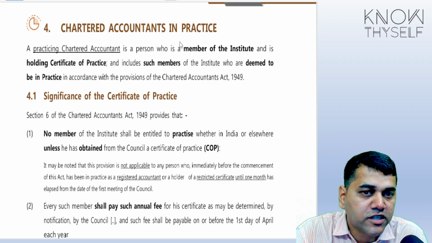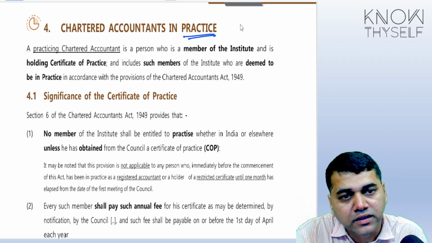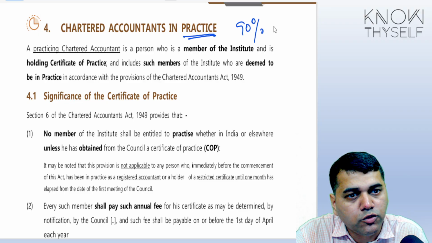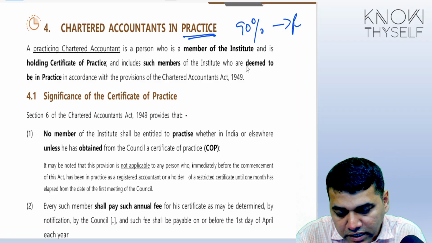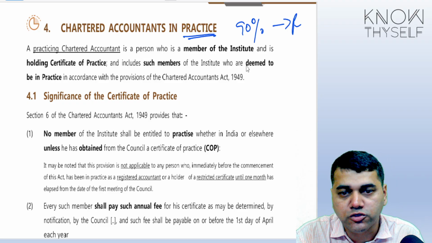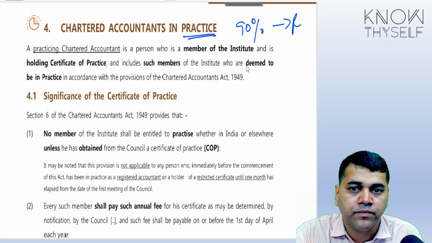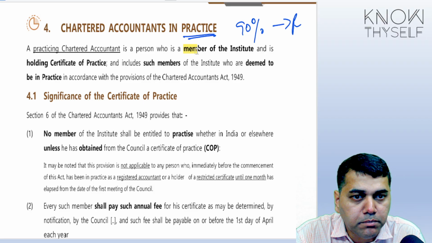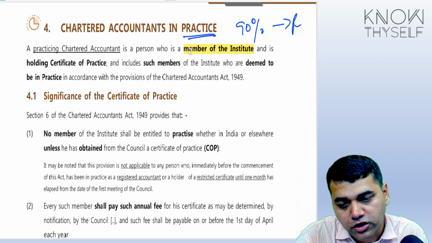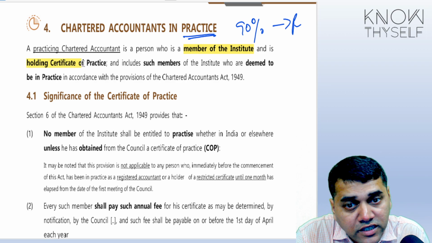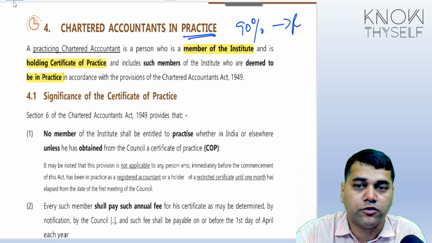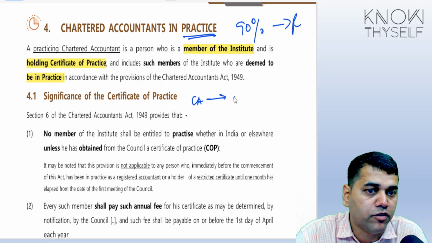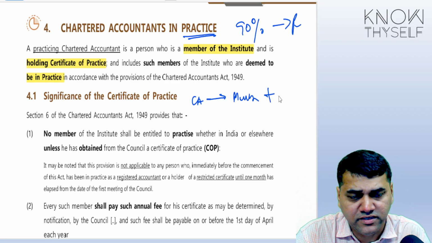Now let us talk about the practicing CA, because previously 90% of the CAs were going into practice. Today 90% will go into industry. Okay, so now let us understand what a practicing CA should do. What is certificate of practice? A practicing chartered accountant is a member of the institute because it is an offense if you are not a member and holding certificate of practice. You will be deemed to be in practice. Okay, so first thing, once you clear CA final, you will apply for membership. Plus, if you want to be into practice, then you have to apply for certificate of practice.